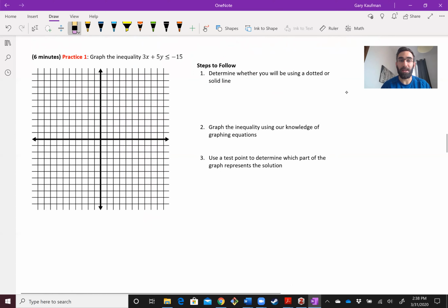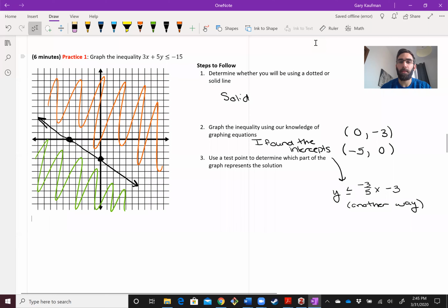Here is my first practice problem for you. So there's many ways of graphing it. Go ahead. So I haven't fully answered this one. I wanted to walk some through with you.